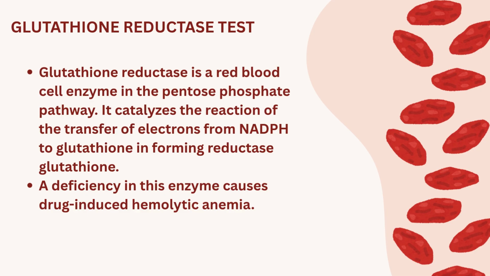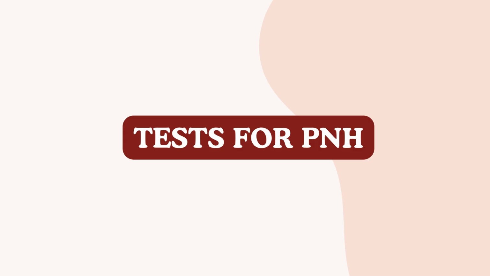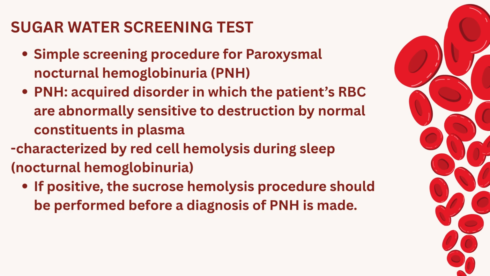Next, we will be discussing the tests for PNH, or paroxysmal nocturnal hemoglobinuria. The sugar water screening test is the simple screening procedure for PNH. So, what is PNH? This is an acquired disorder in which the patient's RBCs are abnormally sensitive to destruction by normal constituents in plasma. It is characterized by red cell hemolysis during sleep, hence the name nocturnal hemoglobinuria. If positive, the sucrose hemolysis procedure should be performed before a diagnosis of PNH is made.